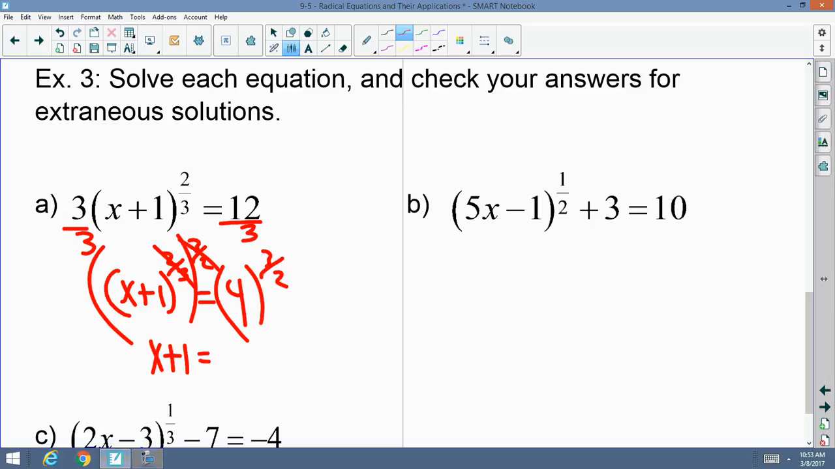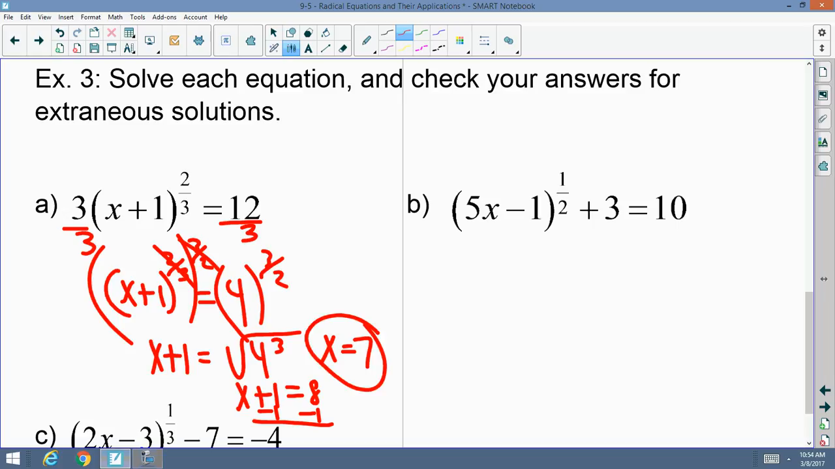And then I have the square root of 4 cubed. What's the square root of 4, guys? 2. 2 cubed is 8. So I have x plus 1 equals 8. Subtract 1 to both sides. X equals 7. Plug it back in. 7 plus 1 is 8. Cube root of 8 is 2. 2 squared is 4. 4 times 3 is 12. Bada bing, bada boom. Works. Okay?